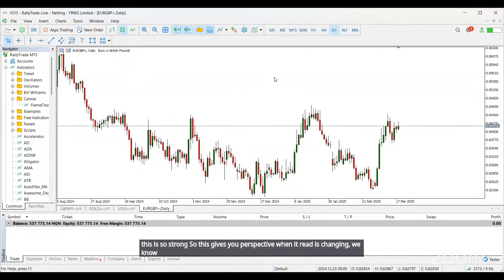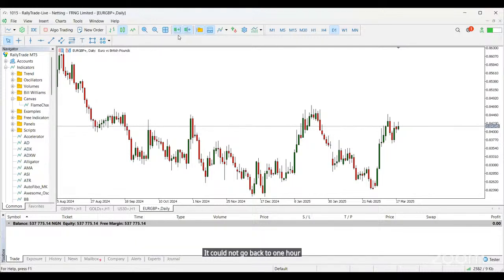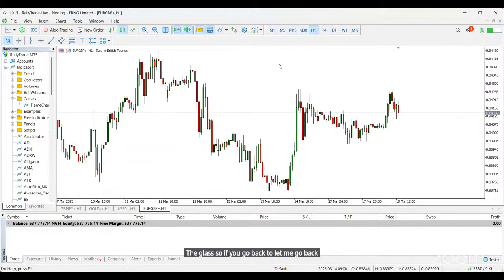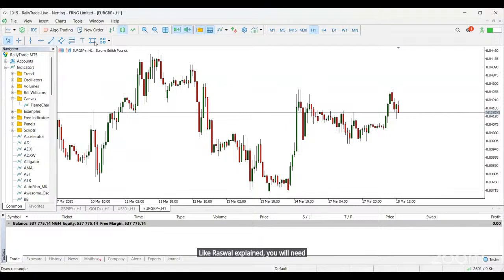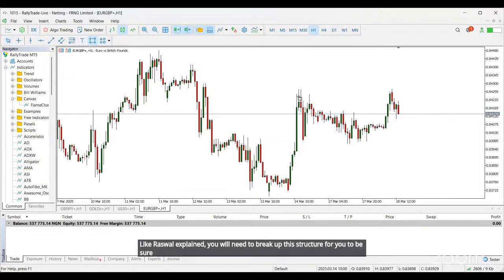Since the price is sideways right now, on this particular chart you could not go back to 1 hour and know at a glance whether the trend is shifting. So let me go back to H1. Now, just like Razvan explained, you want to know whether the trend is going to continue up or go down. But like Razvan explained, you will need a break of this structure for you to be sure that the price is really going to continue to go up.